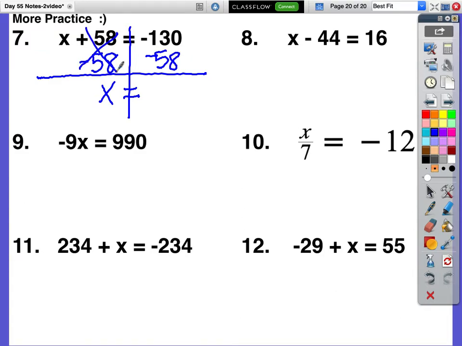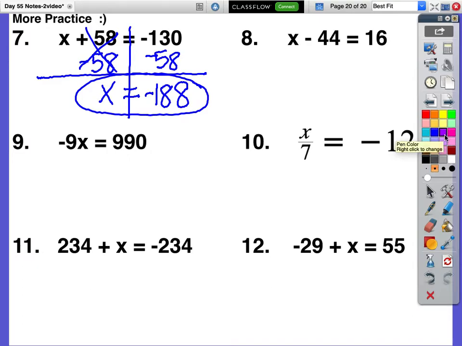Our 58's on the left side cross out because they are opposites of each other and they just turn to 0. So we're left with an X. And then you've got negative 30 minus 58. Put that exact thing in your calculator so you will get the correct answer of X equals negative 188.